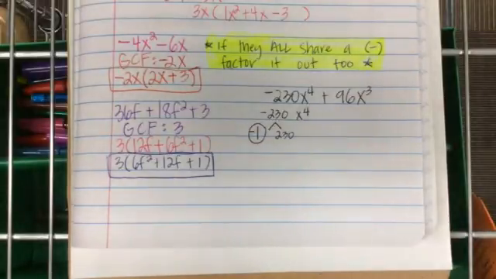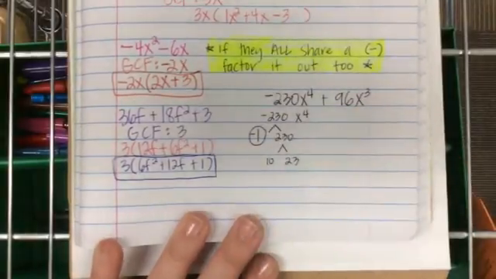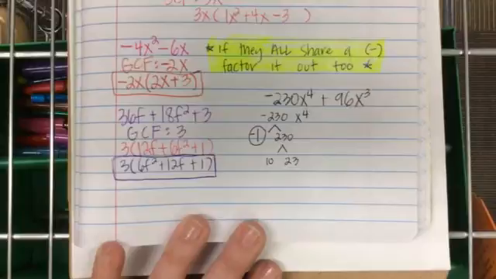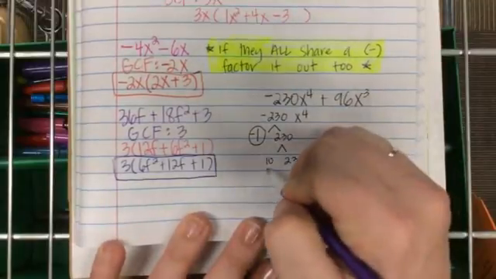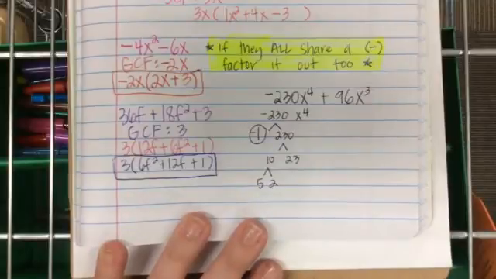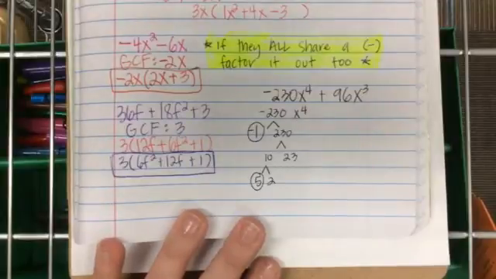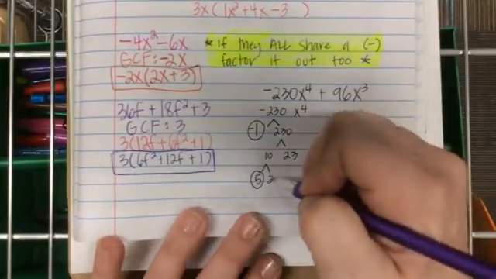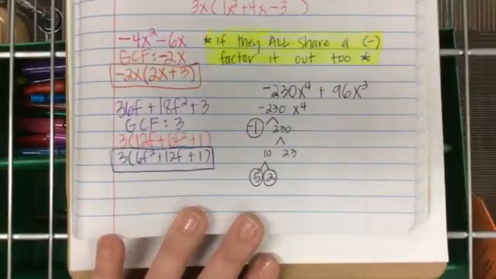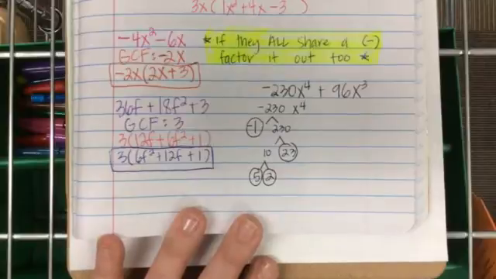All right, what times what? It ends in a 0. 10 times 23. Tell me about 10. 5 and 2. Tell me about 5. It's a prime. Tell me about 2. It's also a prime. Tell me about 23. It's a prime. Wasn't terrible.